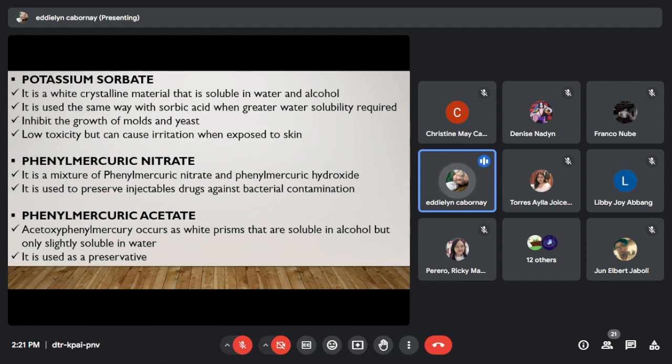We also have phenylmercuric acetate, or acetoxyphenylmercury, which occurs as white prisms that are soluble in alcohol but only slightly soluble in water, and it is also used as a preservative. The disadvantage of phenylmercuric nitrate, an organomercurial, is that it reduces the antifungal effectiveness when added to syrup.